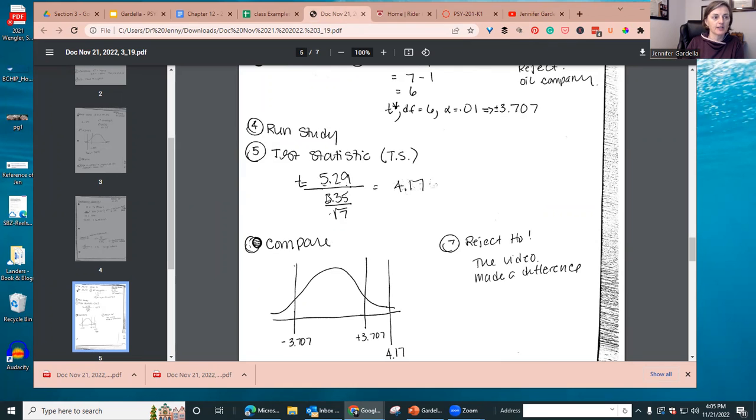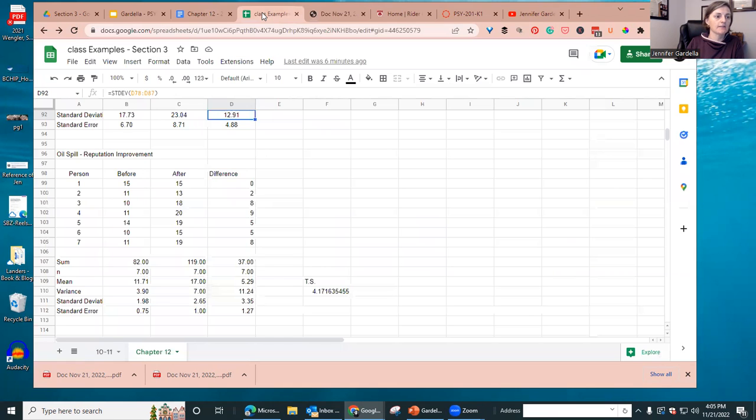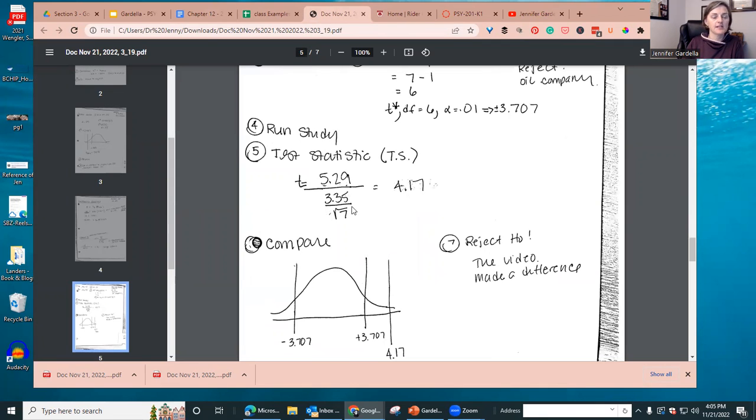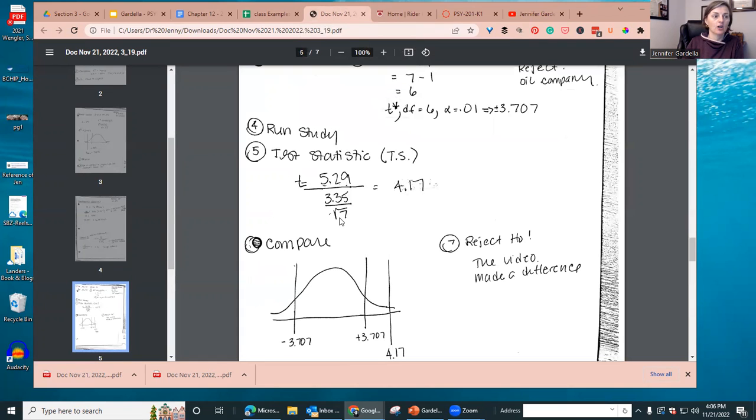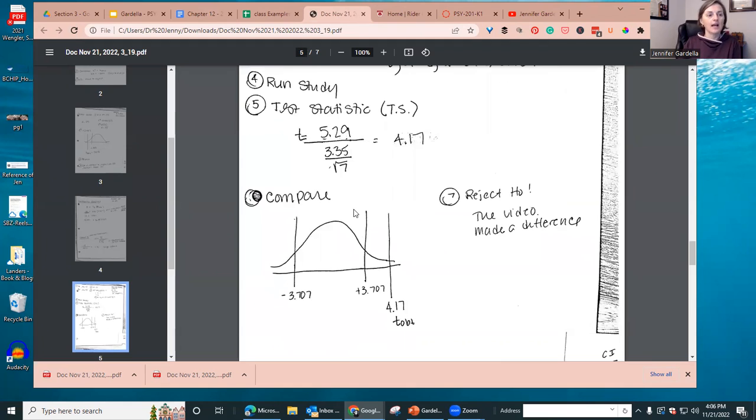So where did these numbers come from? This is from the spreadsheet, 5.29. This is the mean of the difference. And then this is the standard error. So this is the standard deviation of the difference over the square root of the number of subjects. And then you compare. And then we say we rejected, the video made a difference in attitude.